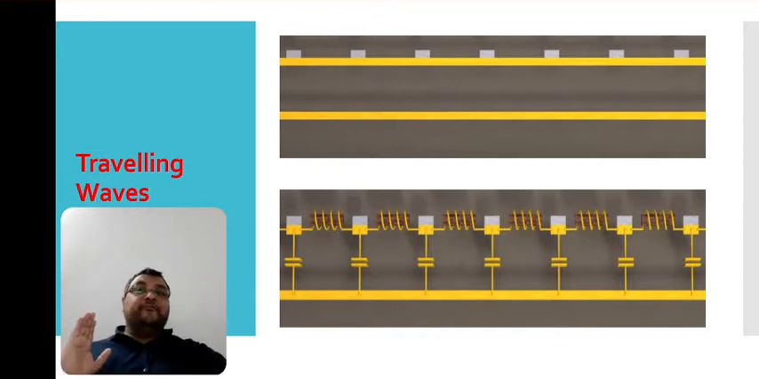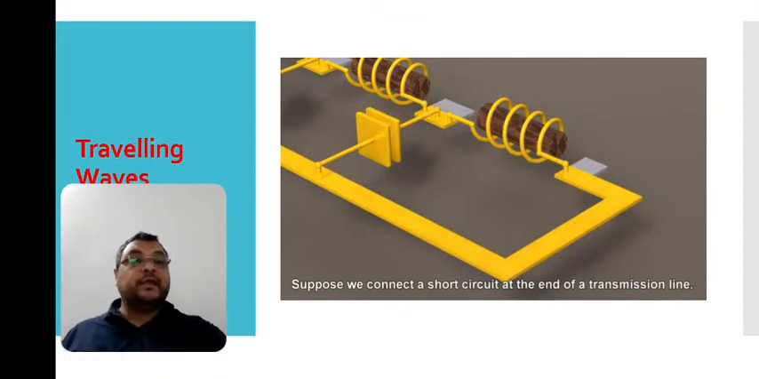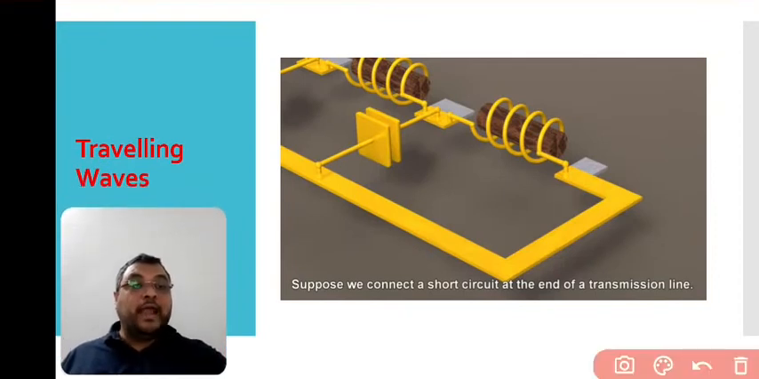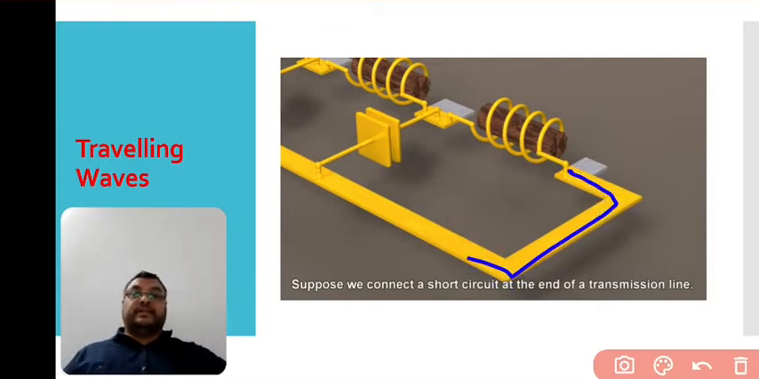And why does it happen? Because only a portion of the signal energy is transmitted to the next line, and the rest of the energy is reflected back. Now suppose we connect a short circuit at the end of the transmission line, which I will show you. This is the end of the transmission line and it is connected with this short-circuited line. What will happen?